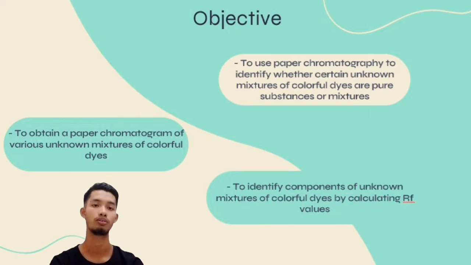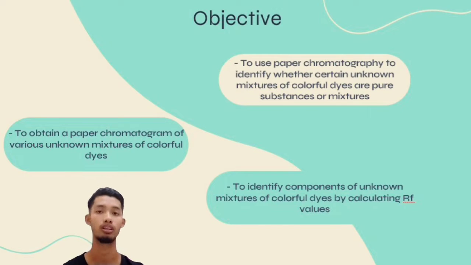The objective of this experiment is first, to use paper chromatography to identify whether certain unknown mixtures of colorful dyes are pure substances or mixtures. Next, to obtain a paper chromatogram of various unknown mixtures of colorful dyes. Lastly, to identify components of unknown mixtures of colorful dyes by calculating RF values.